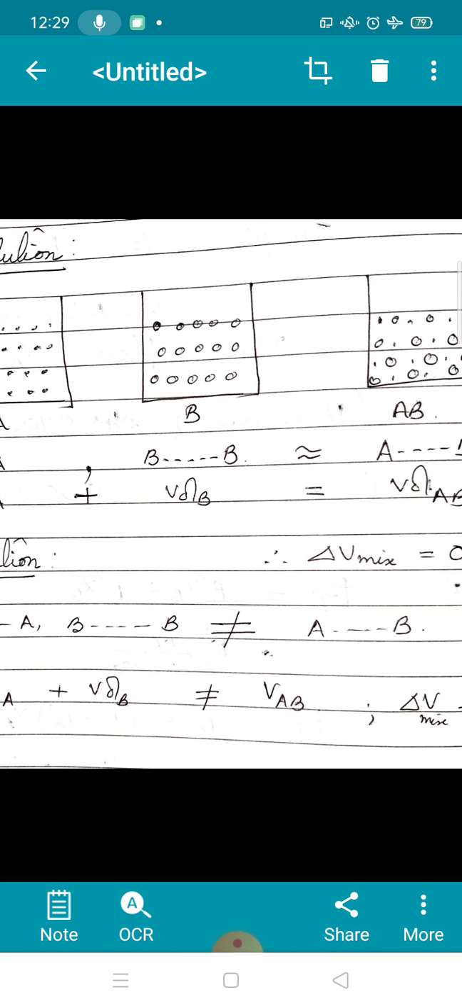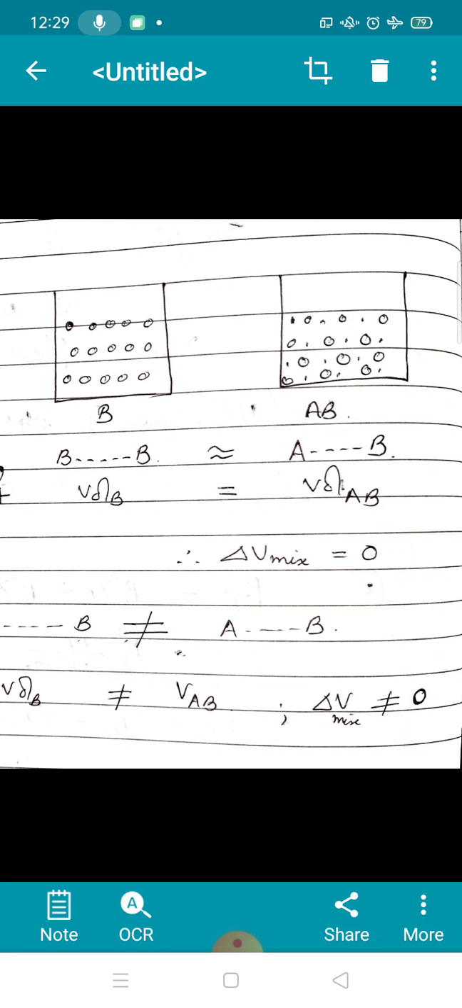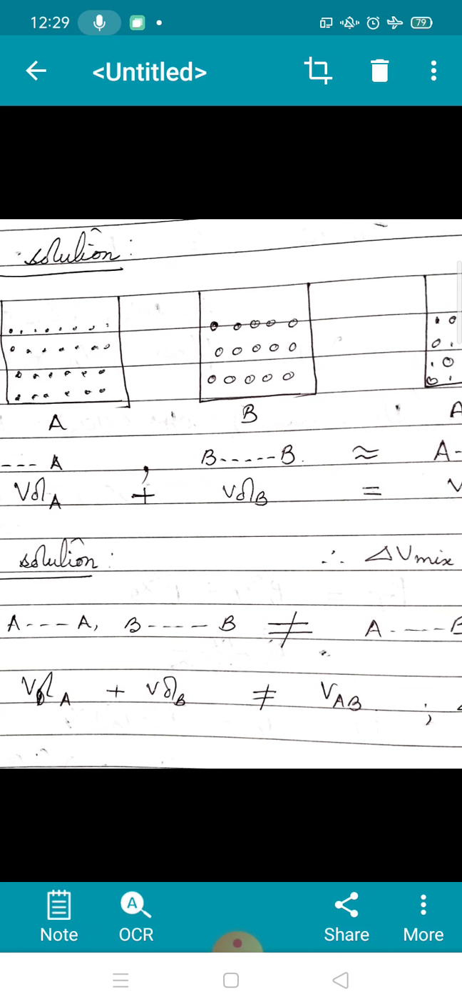It may sound surprising, but it happens. So in that case, what will happen? Delta V mix will not be equal to 0. So this is the situation in ideal solution. Now, if you check the notes on ideal and non-ideal solution, you can see that it's written delta H mix is 0. Now, let me go back to the page.